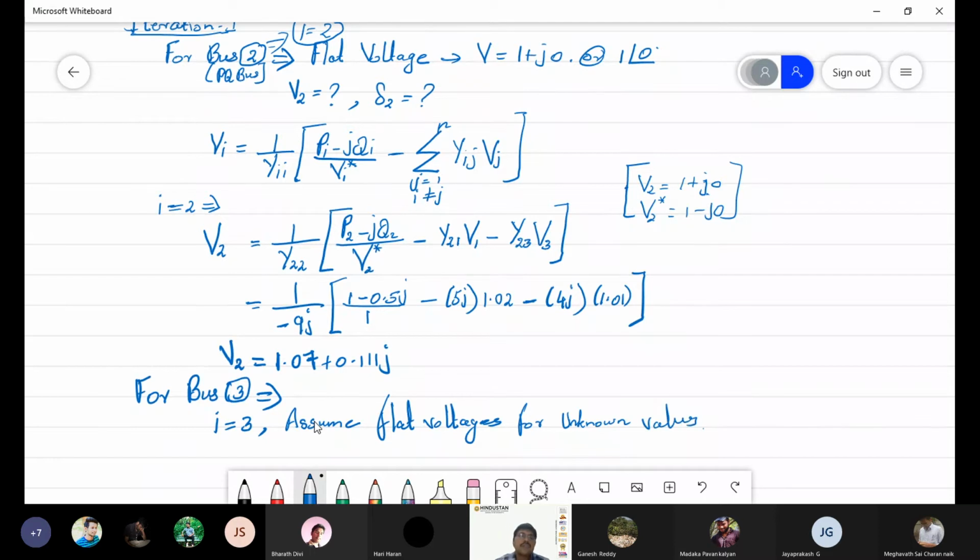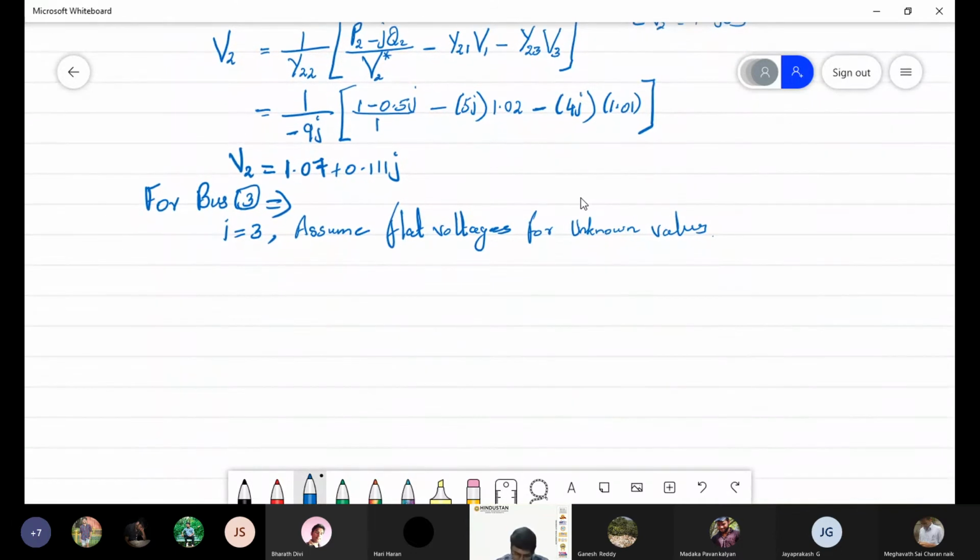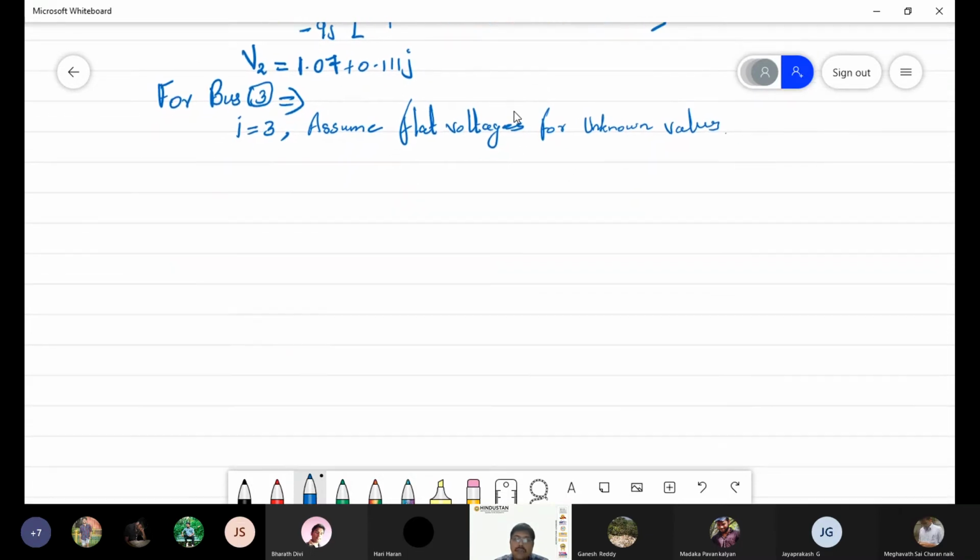So for unknown values we are going to assume flat voltage. And listen, for the third bus we need to find the value of Q. So how can we find the value of Q? As per our derivations, we know the formula for Qi. I am just giving that Qi. What will be the formula?